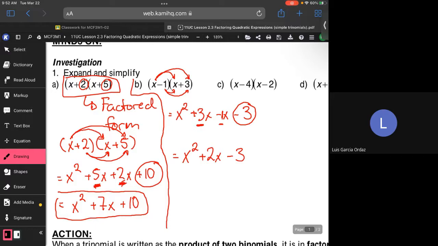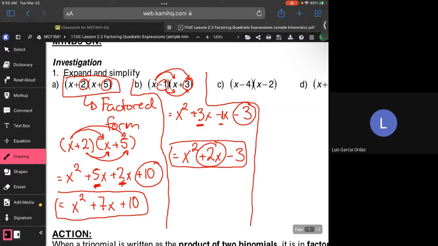As you can see here, I have a negative 1 over here and a positive 3 here. Like Olivia said, 3 times negative 1 gave me negative 3. But when I take 3 and subtract 1, it gives me positive 2, which is my middle term over here. So it's going to take some time to get used to, but we're going to be doing the same thing with C and D.